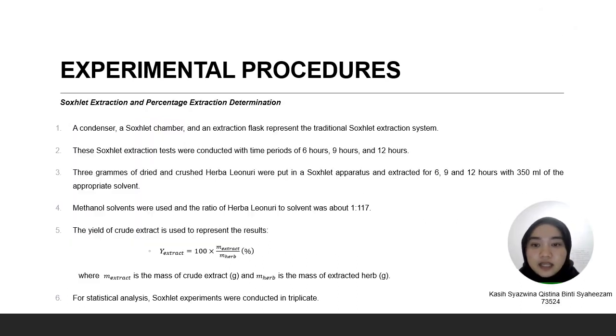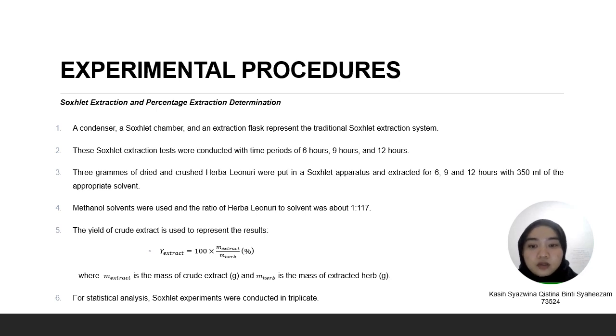Next is Soxhlet extraction and percentage extraction determination. These Soxhlet extraction tests were conducted with time periods of 6 hours, 9 hours, and 12 hours. 3 grams of dried and crushed herbal Leonurus were put in a Soxhlet apparatus and extracted within the time periods with 350 ml of the appropriate solvent.